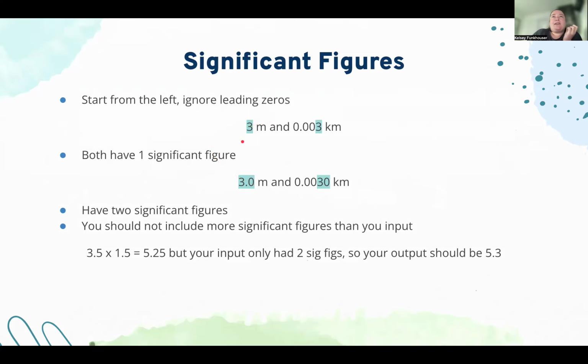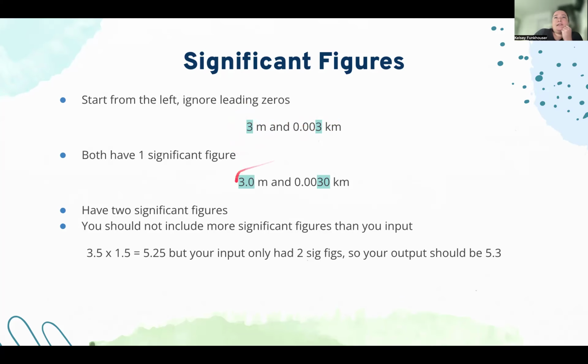How we find significant figures is we start from the left side and ignore all leading zeros. So this one is just 3. So 3 meters, that's one significant figure. And then this one, we ignore those leading zeros. So this is also just 3. It's also just one significant figure.